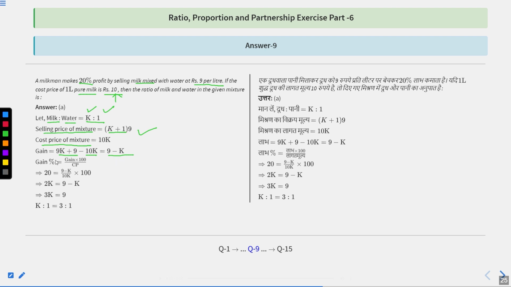We know that the gain percent is 20%. So we can calculate it. Gain percent equals gain multiplied by 100 upon cost price. Gain will always be calculated on cost price. So 20 equals 9 minus k, the gain, upon the cost price, which is 10k, multiplied by 100. When we solve it, we get 3k equals 9, so k equals 3. So when we put it in the ratio, we get the ratio of milk and water, which is 3:1. So A is the correct answer to this question.